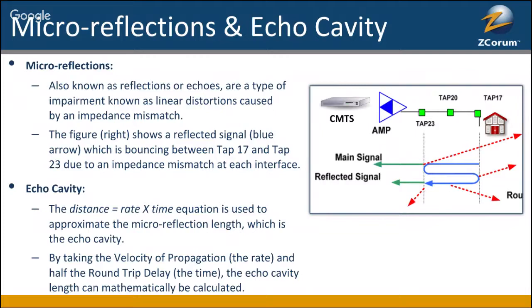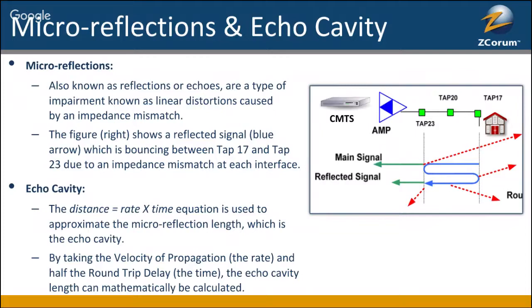And as we spoke before, this will cause a microreflection. Now, this will continue many times back to tab 23 and back and forth. However, in the first round trip, because we know the rate and the time, we can actually find and measure the distance between two impedance mismatches. This is what's called the echo cavity.